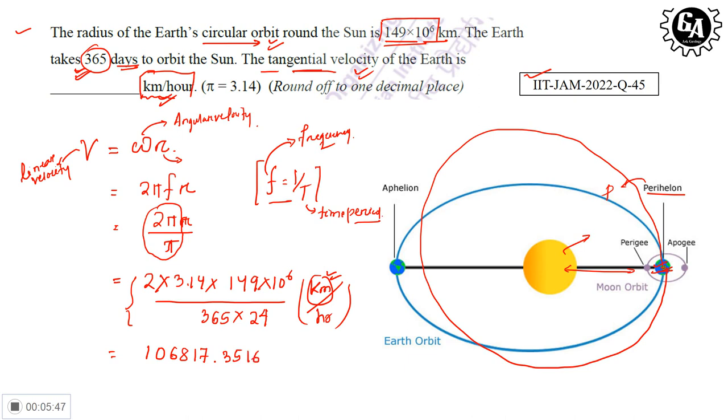If you calculate this, the answer is 1068173.516 kilometer per hour. Rounding off to one decimal place, the answer would be 1068173.5 kilometer per hour. This is the tangential velocity. And here is a small formula: if it stays near, it is perihelion, and if it goes far, that is the opposite, aphelion. So here the answer is this one.